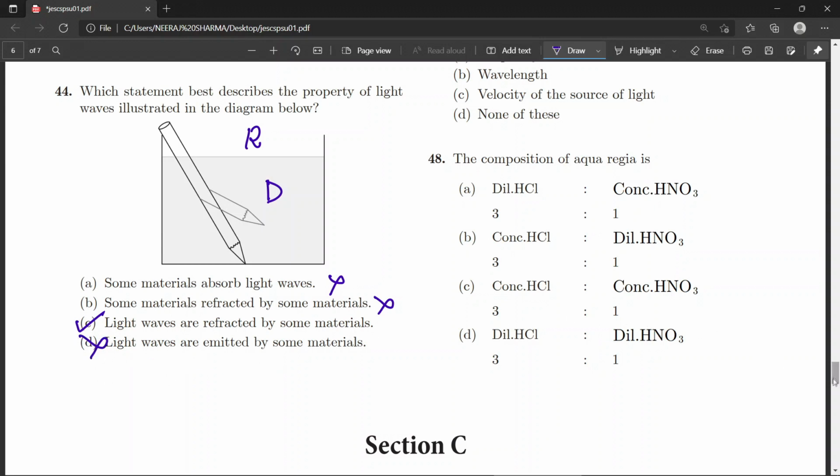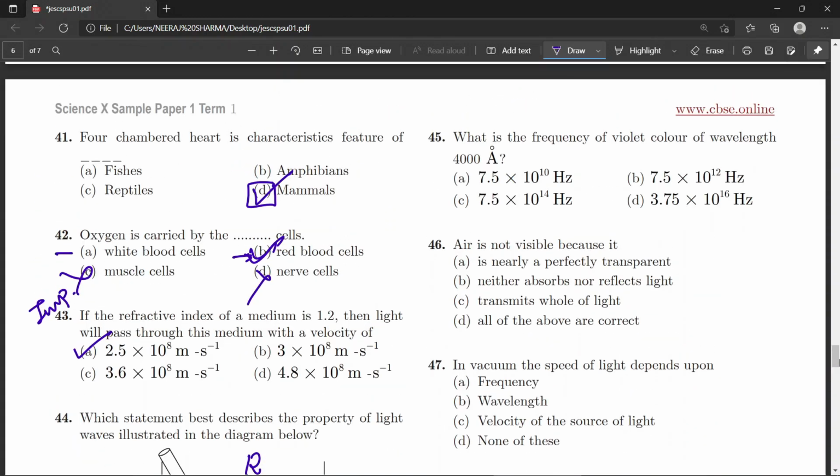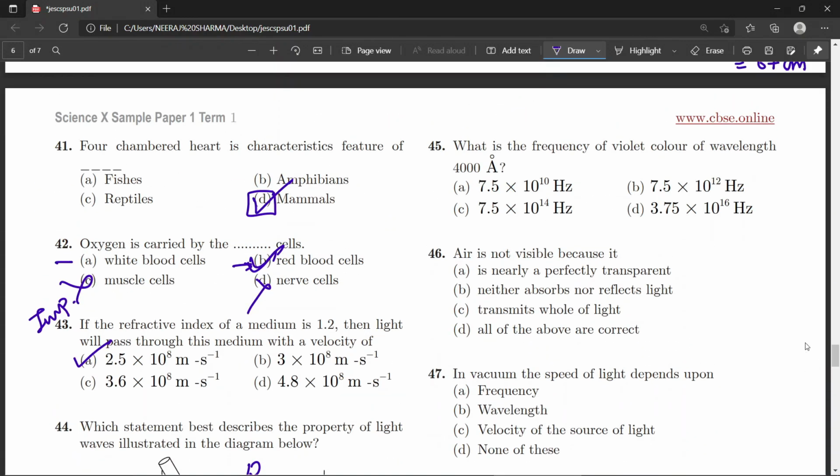Coming to question number 45. What is the frequency of the violet color of the wavelength 4000 Armstrong? Right? So you have to calculate the frequency of the violet color. The wavelength is given to you over here. So let me tell you a very important formula which is going to be very, very helpful in solving these kinds of questions. If you already know this formula, well and good, but if you don't know, please note it down. It is extremely important.